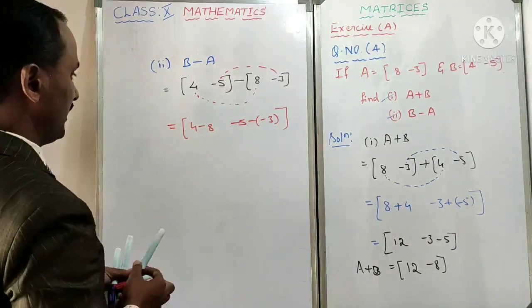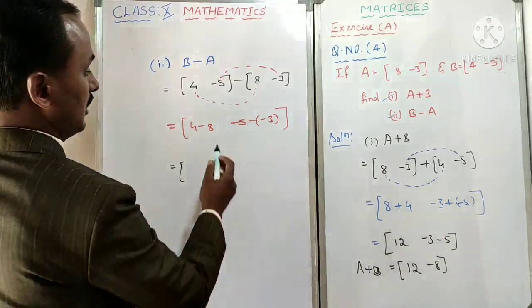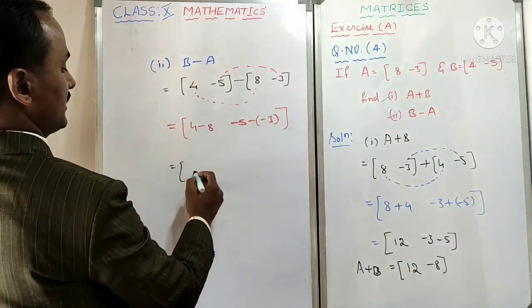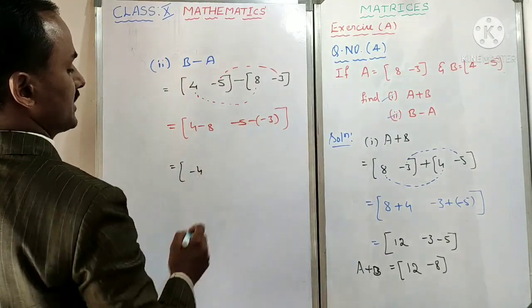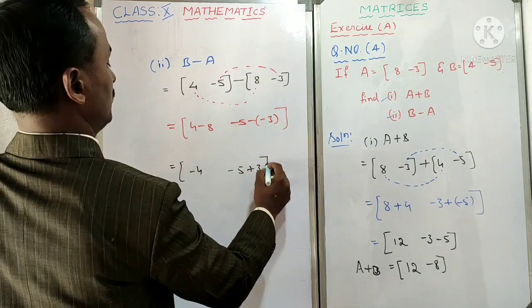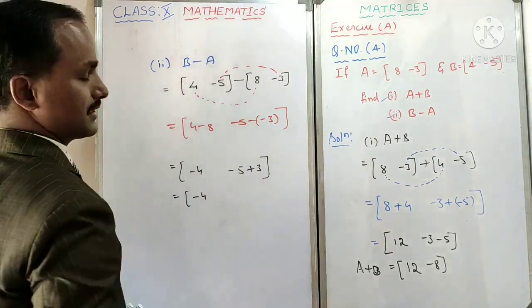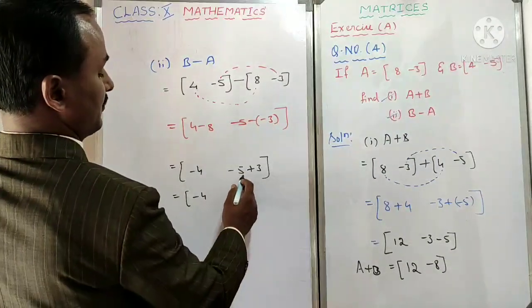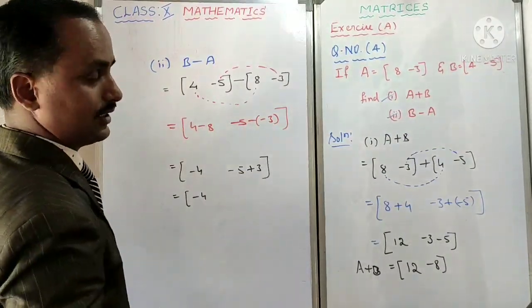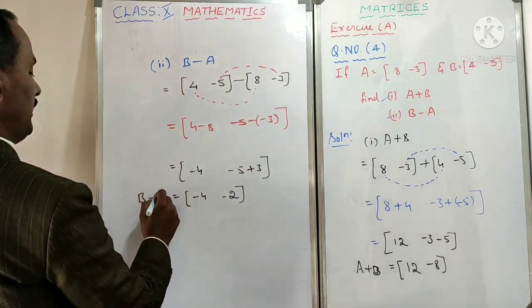Okay. Now simplification. 4 minus 8 becomes subtraction. 8 is having a negative sign. The subtraction is 4 will come. The greater number has a negative sign, so minus 4. Now, minus 5, minus into minus, plus 3. You take one more step, no problem. Finally, minus 4, minus 5 plus 3. Subtraction, opposite sign, subtraction. 5 subtracted by 3 means you will get 2. The greater number has a negative sign, so minus 2. Finally, we got it: B minus A.